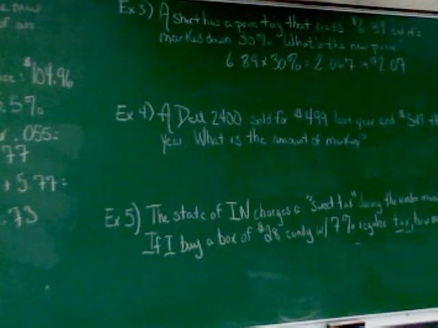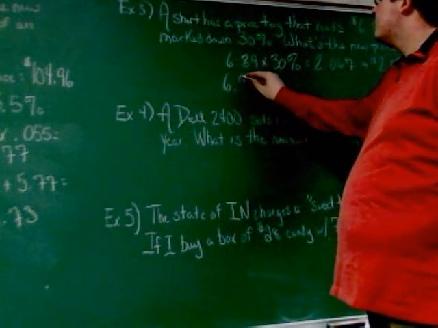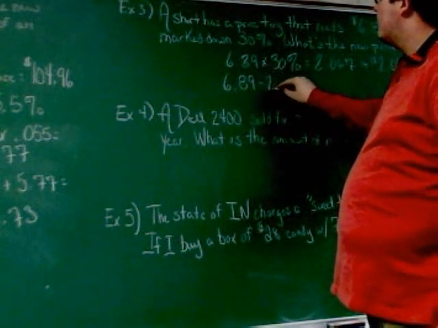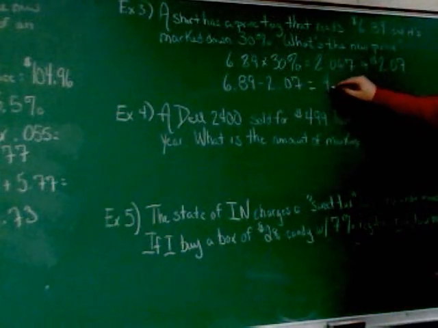Okay, this is a markdown problem. So am I subtracting from or adding to my original amount? Shelby. It's a markdown. Am I subtracting from or adding to my original amount? Decrease. So subtracting from my original amount, exactly. So I'm going to do 689 minus 207 to finish. And that's going to give me a final price of $4.82.